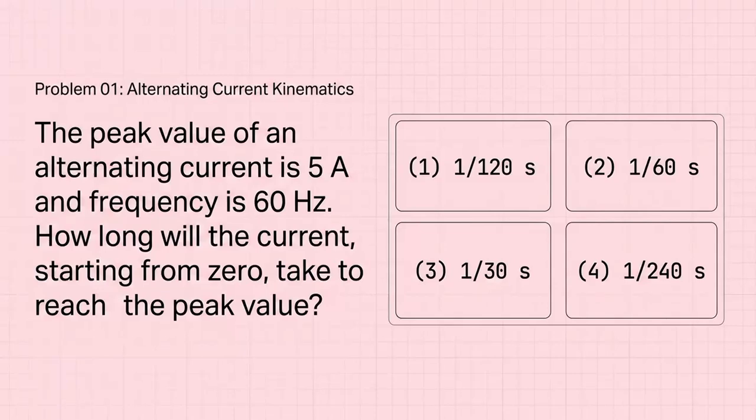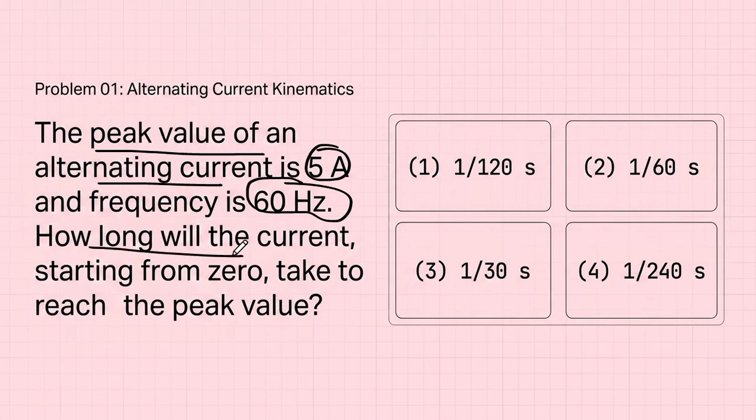Hello everyone. This is another easiest question from NEET 2026 Physics subject. The question is: the peak value of an alternating current is 5 ampere with the frequency 60 Hz. How long will the current starting from 0 take to reach the peak value?